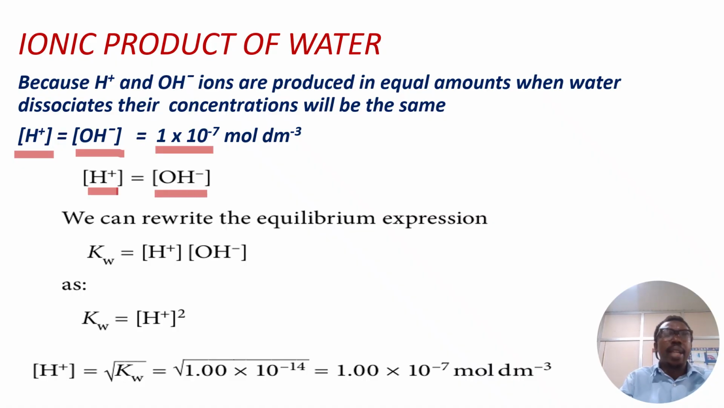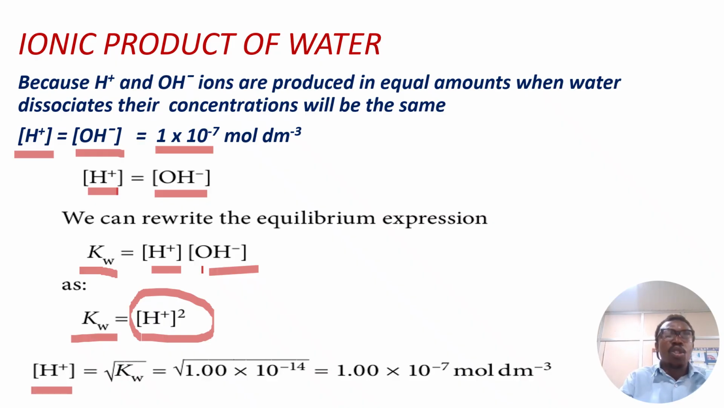So we can rewrite the ionic product of water, Kw, which is equal to the concentration of hydrogen ion multiplied by the concentration of hydroxide ion, as what? Kw is equal to the concentration of what? Hydrogen ion squared. So make hydrogen ion the subject of the formula. Kw will be equal to what? Hydrogen ion will be equal to the square root of Kw. And Kw is 1 times 10 raised to the power minus 14.